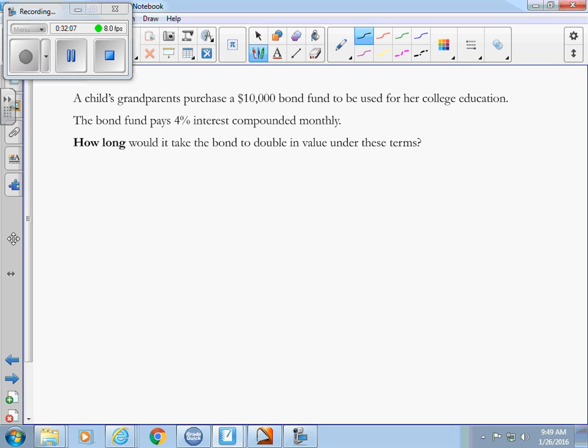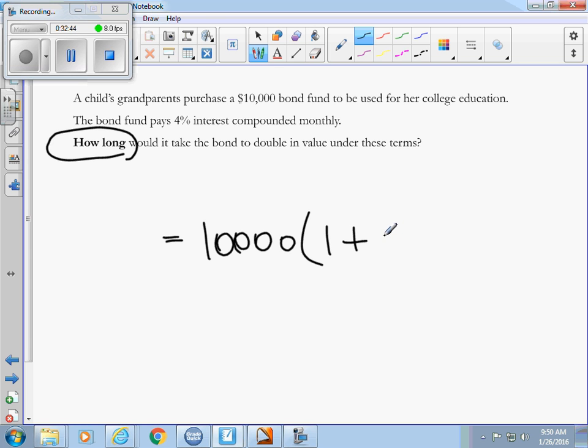A child's grandparents, he has some nice grandparents, purchase a $10,000 bond to be used for college education. The bond pays 4% interest compounded monthly. How long would it take for the bond to double? It's always important to ask yourself, which variable am I trying to solve for? And you tell me, if it's how long, which variable am I trying to solve for? T, right? Time. I want to know how long, so that's time. I have $10,000 to start with. I have 4% interest, compounded monthly.